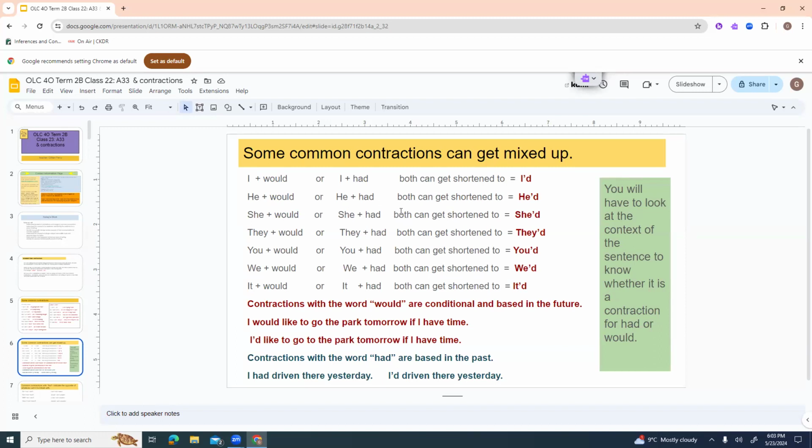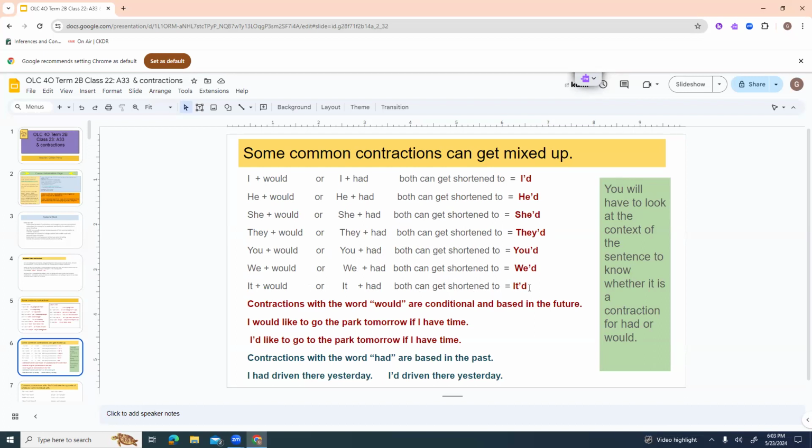She would or she had becomes she'd. They would or they had, they'd. You would or you had, you'd. We would or we had, we'd. It would or it had, it'd. I don't know that anyone ever uses that. It's a weird one. I think we use it more in speech than we use it in writing.